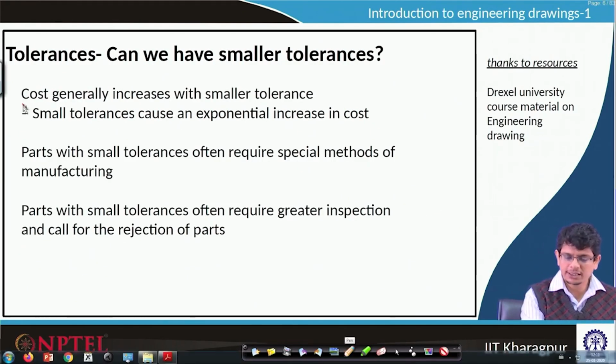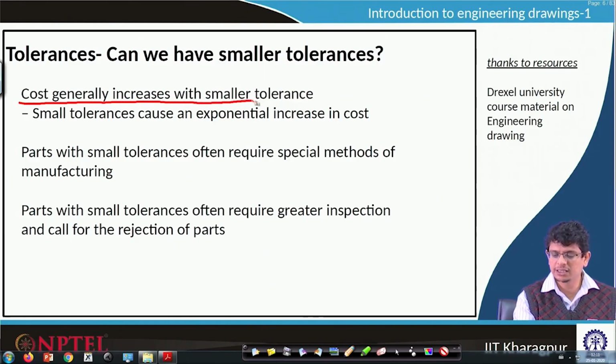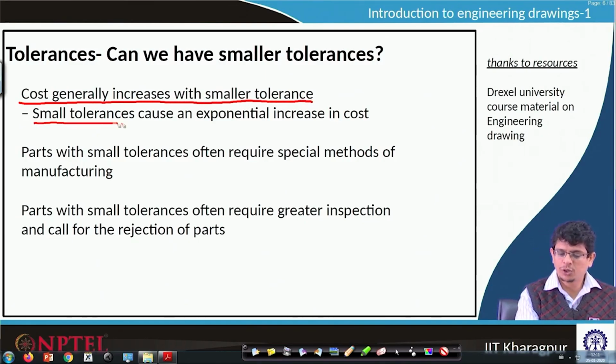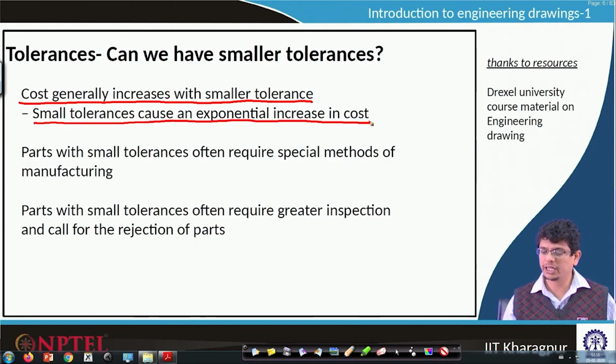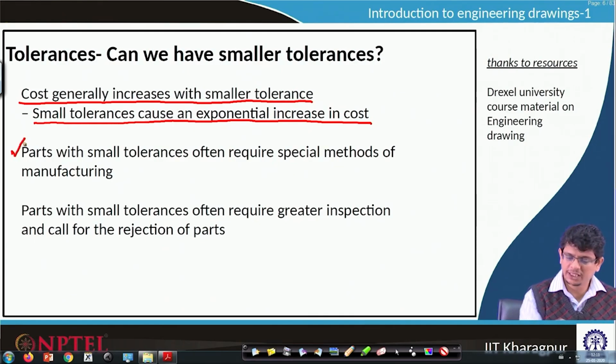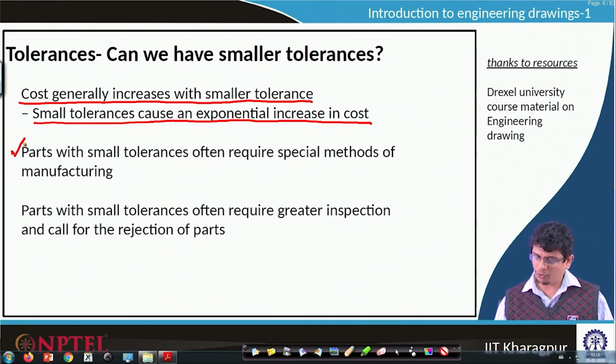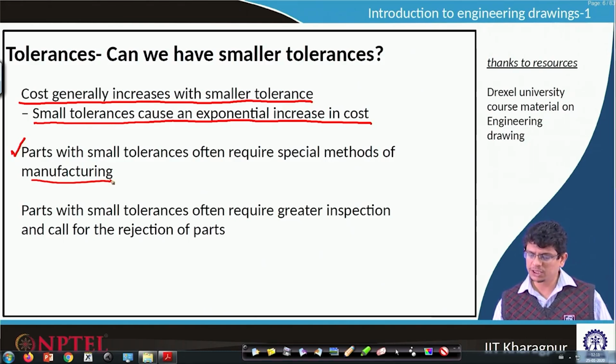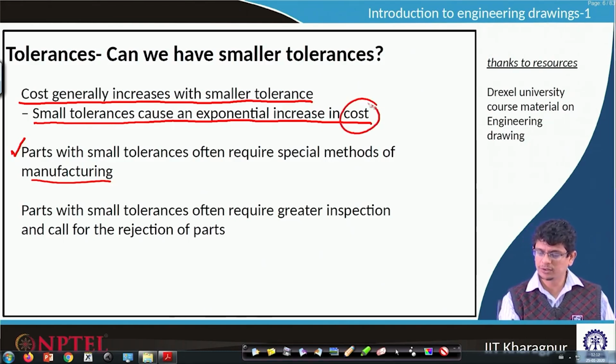It is a common practice that cost generally increases with smaller tolerances. Small tolerances cause an exponential increase in the cost to make it. Parts with smaller tolerances often require special methods of manufacturing. It is not only about cost. If you are going for very small tolerance values, to prepare that itself we require special equipment.